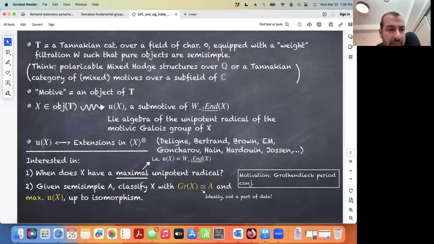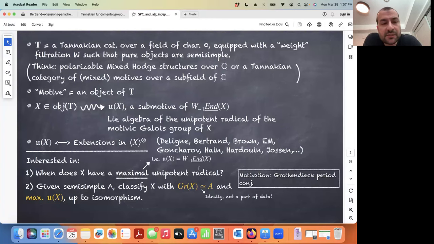Last time I mentioned that this UX captures the extension data in the subcategory generated by X, and various people have worked on this, some of whom I mentioned last time. What I'm interested in for this talk are the following questions, both motivated by Grothendieck's period conjecture. As we said, U is contained in W_{-1} End(X). I'm going to say that X has a maximal unipotent radical if exactly this U is equal to W_{-1} End(X).